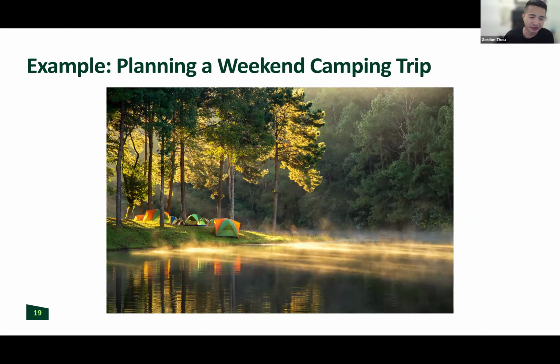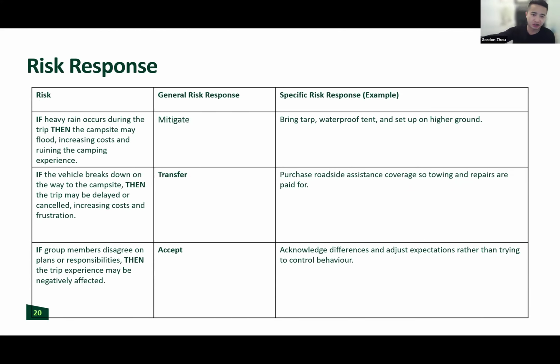All right. Let's really quickly do one up for the weekend camping trip again. When we think about risks, we use if-then statements, as I've described to some of you in my synchronous class. So very simple. If heavy rain occurs, the first risk here, the campsite may get flooded, increasing costs and ruining the whole camping experience. You may say, we're going to mitigate that. We're going to specifically bring a tarp, a waterproof tent, and set it up on higher ground. We're going to make sure everyone dresses appropriately, et cetera. So the general response and then the specific response.